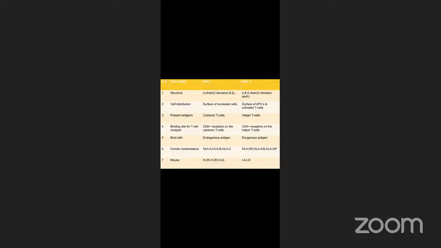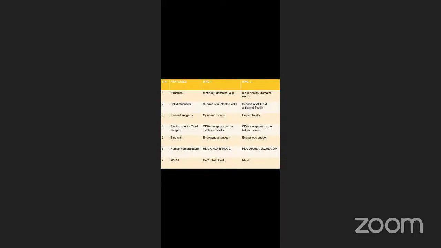Don't bother about genes and gene sequences, that is a different phenomenon. Just remember two things: MHC molecule 1 structure and MHC molecule 2 structure. MHC molecule 1 always presents antigens to the cytotoxic T cell, and MHC molecule 2 always presents its antigen to the helper cell. This is the rule.